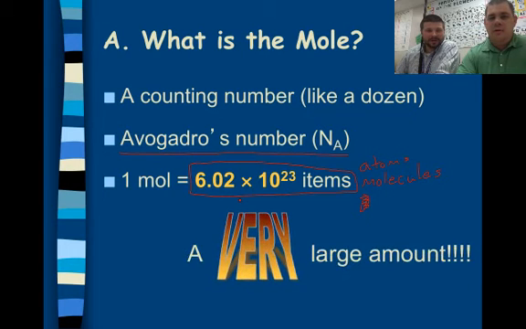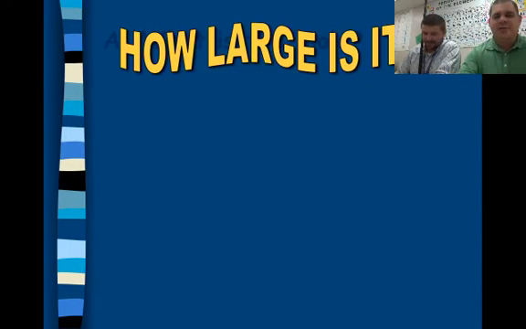It's a very, very large amount. That is 6.02 followed by 21 zeros. I don't even know how to say that. I've heard it one time, but it's six quadrillion, million, something like that. It's a very, very large number, with a bunch of zeros after it.